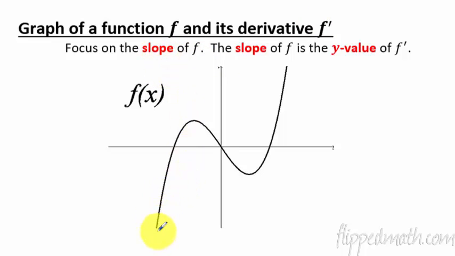So as I look at the slope of this, my slope is positive, it's going up, and then my slope stops and turns around, and now the slope's negative, and then it grows up and the slope is positive. So the slope of f is the y value of f prime. Let me say that again. The slope of f is the y value of f prime. So let's talk about what this slope is.